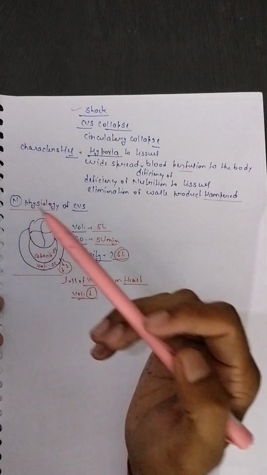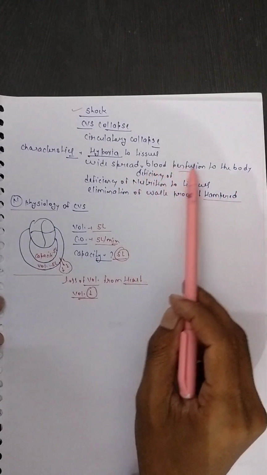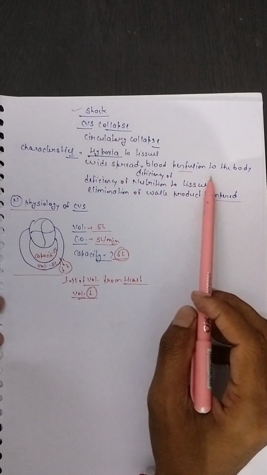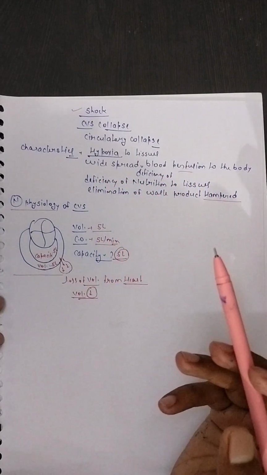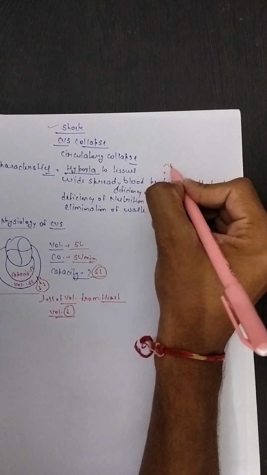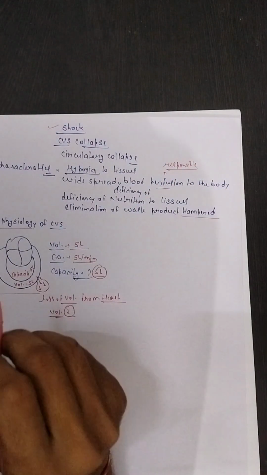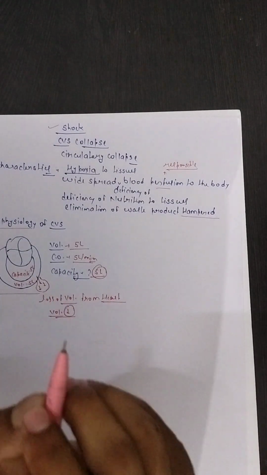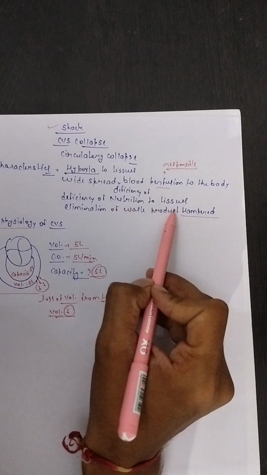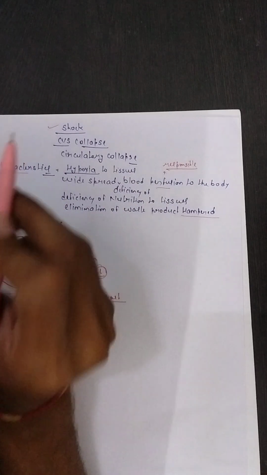What are the characteristics of shock? There is hypoxia to tissue. There is a deficiency of oxygen to various types of tissues in the body. There is a widespread deficiency of blood perfusion to the body. Blood perfusion is responsible for circulation of oxygen and nutrients, and also elimination of waste products. There is a deficiency of nutrition to tissue, and elimination of waste products is also hampered in shock.